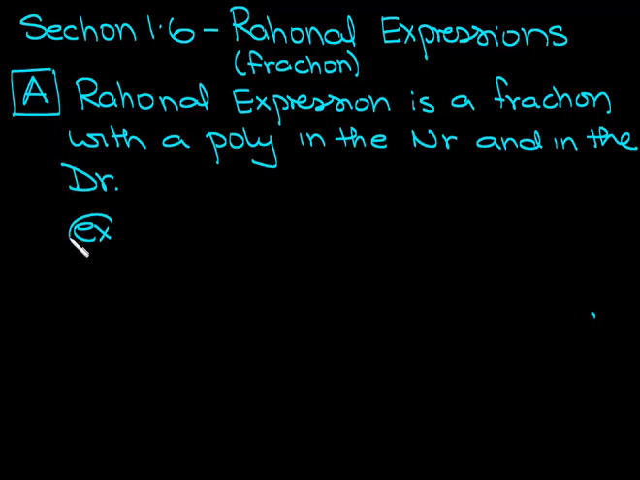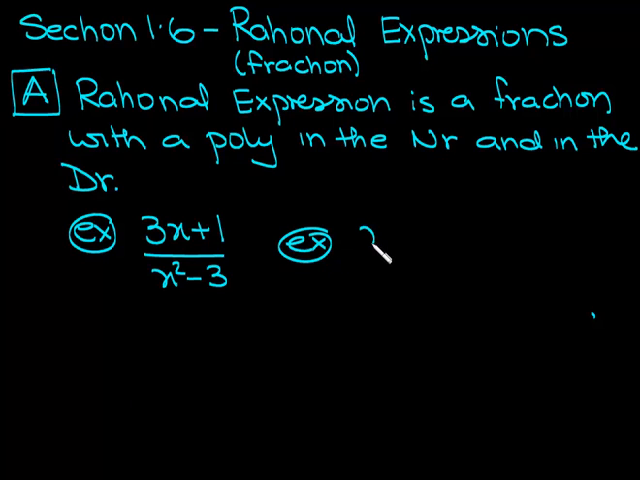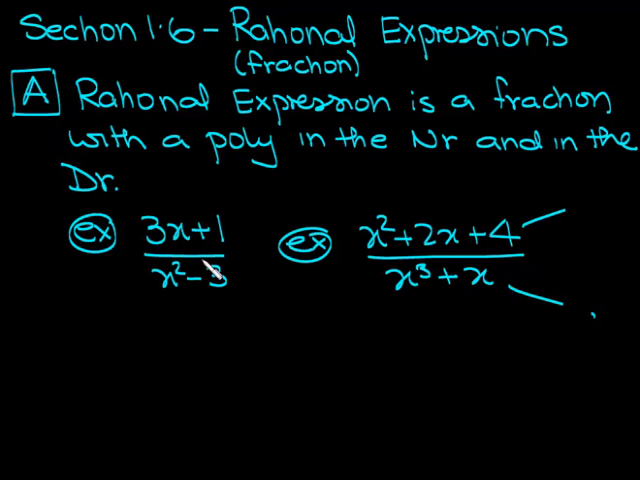So let me give you some examples of rational expressions. It'd be something like this: 3x plus 1 over x squared minus 3. That's a rational expression. Or you could have x squared plus 2x plus 4 divided by x cubed plus x. Those are rational expressions, where you have a polynomial on the top and a polynomial on the bottom. So what we want to do is some basic algebra with these rational expressions.